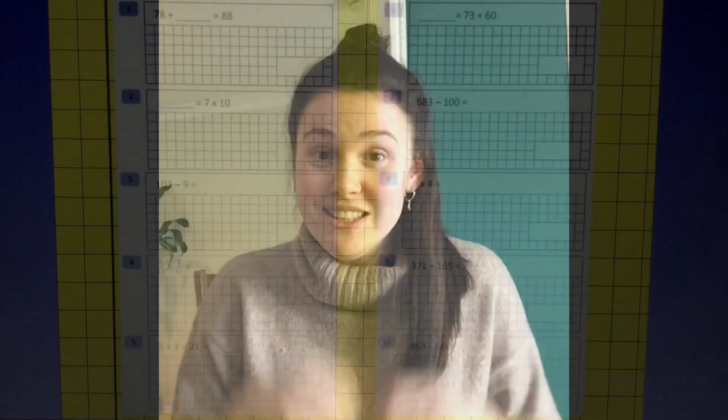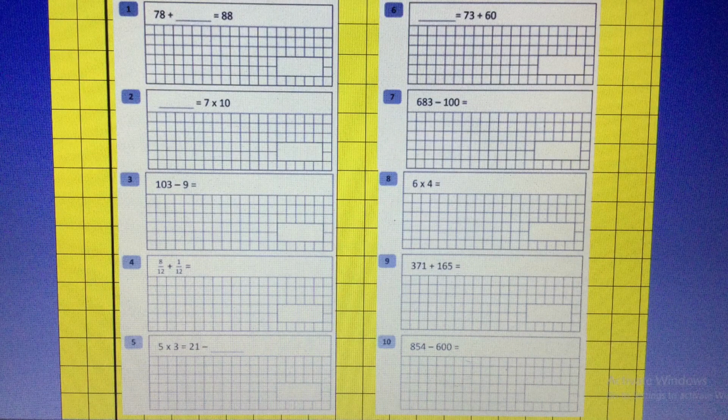Hope that helps. And here are your 10 arithmetic questions for today, everybody. You need to grab yourself a piece of paper and a pencil, and you need to set yourself a timer for 10 minutes. Just to clarify, as I know it's quite blurry, question 4 is asking you what is 8/12 plus 1/12. Just to repeat that, question 4 is asking you what is 8/12 plus 1/12.